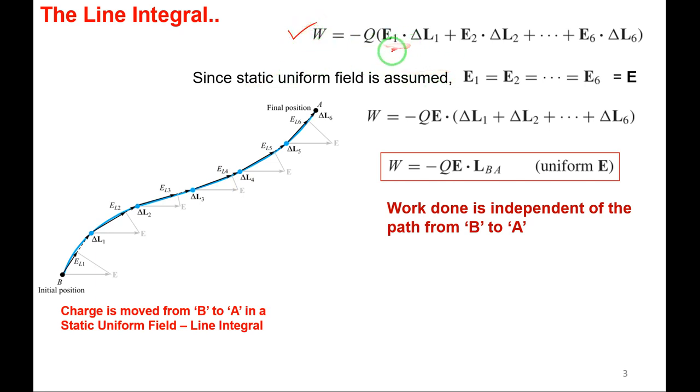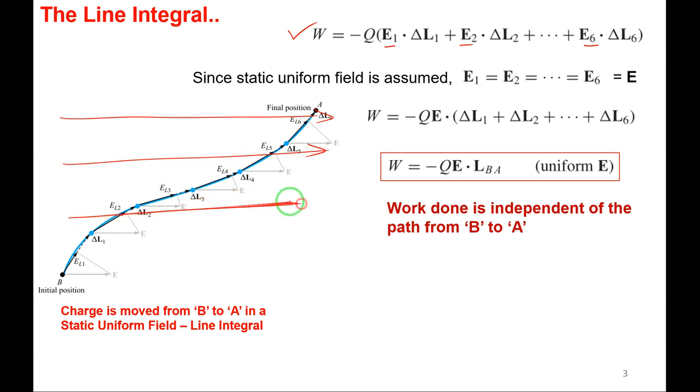Since these fields E1, E2, E3, E4 till E6 are all the same, because what we have chosen is a uniform field everywhere, right? So this is E. Here we called them E1, E2, that's all. So E1 is equal to E2, E2 is equal to E6 and so on, till we call it E. We take this E common: minus Q, and E is taken out because E is assumed to be a static uniform field. So I am left with the sum of the line segments delta L1, delta L2 till delta L6.